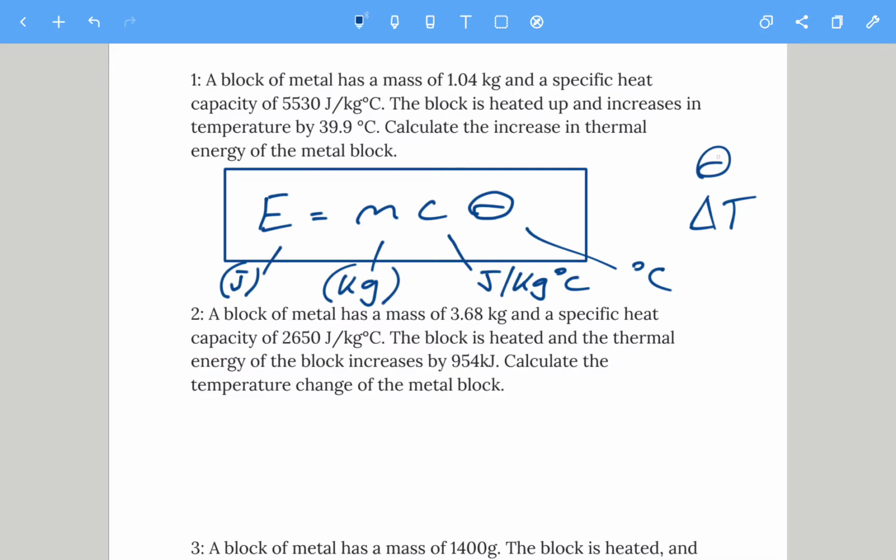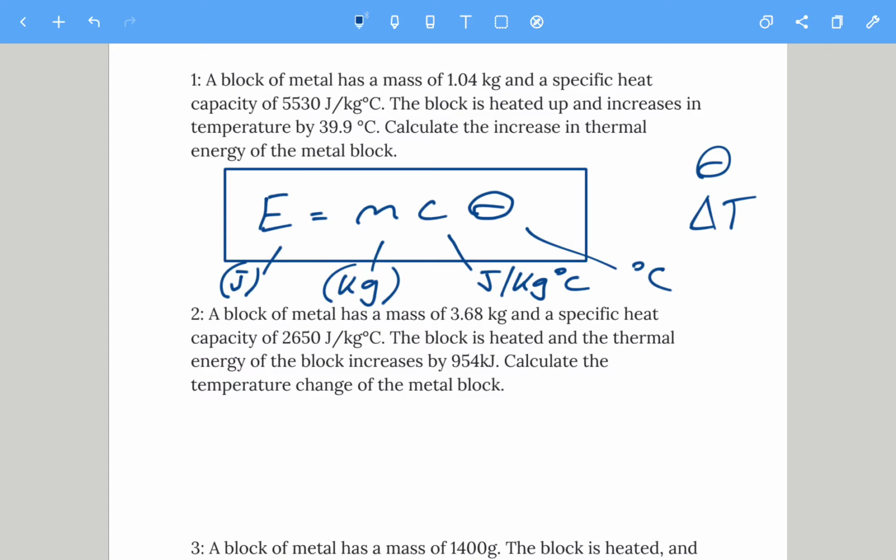Delta T is change in temperature. Theta also means change in temperature measured in degrees. C is the specific heat capacity, measured in joules per kilogram per degree. Mass is in kilograms and energy is in joules. If you've not seen this before, I've got a video that explains it in the energy playlist, so if you want to check that out, please do.